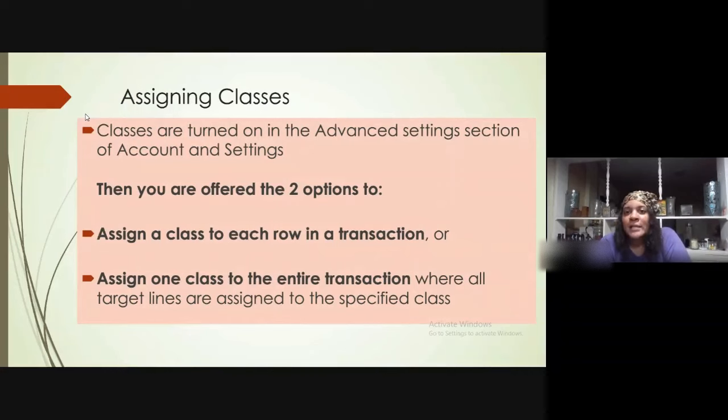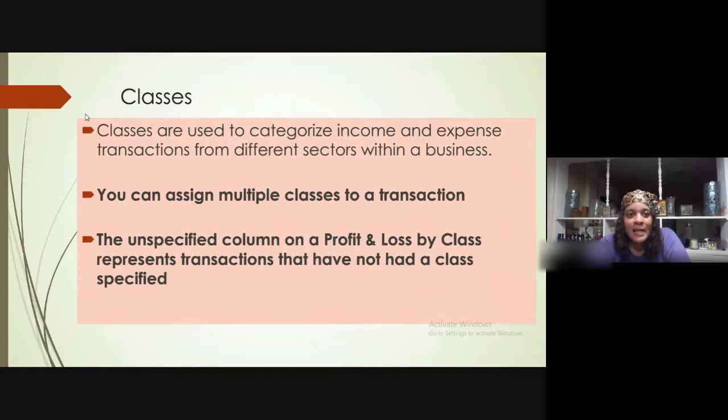Okay, so now we're talking about classes. Classes are turned on in the advanced settings section of the accounts and settings, where you go to the gear icon and you select accounts and settings. And then when you go there, you'll be offered 2 options. Assign a class to each row in a transaction. And the other option is assign a class to the entire transaction. This is where all the target lines are assigned to the specific class.